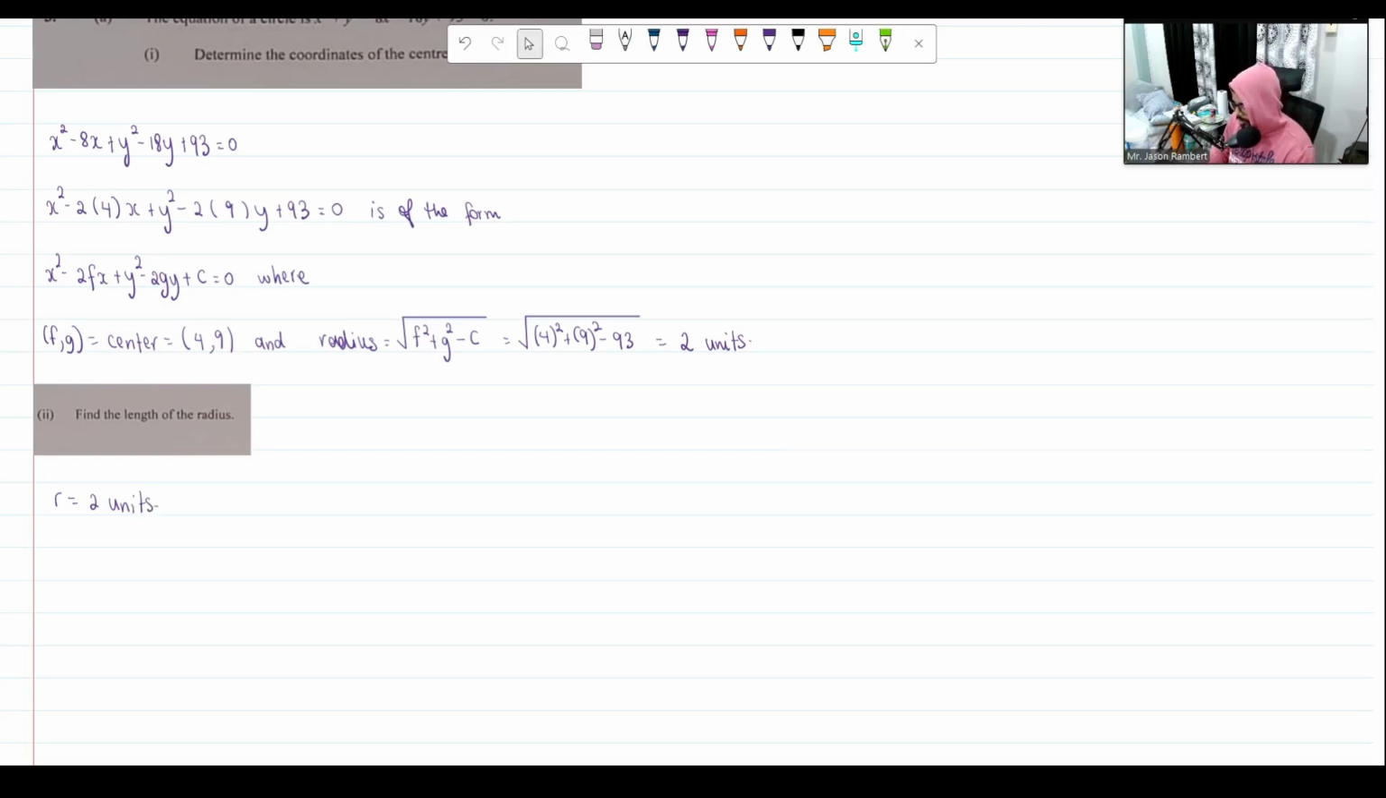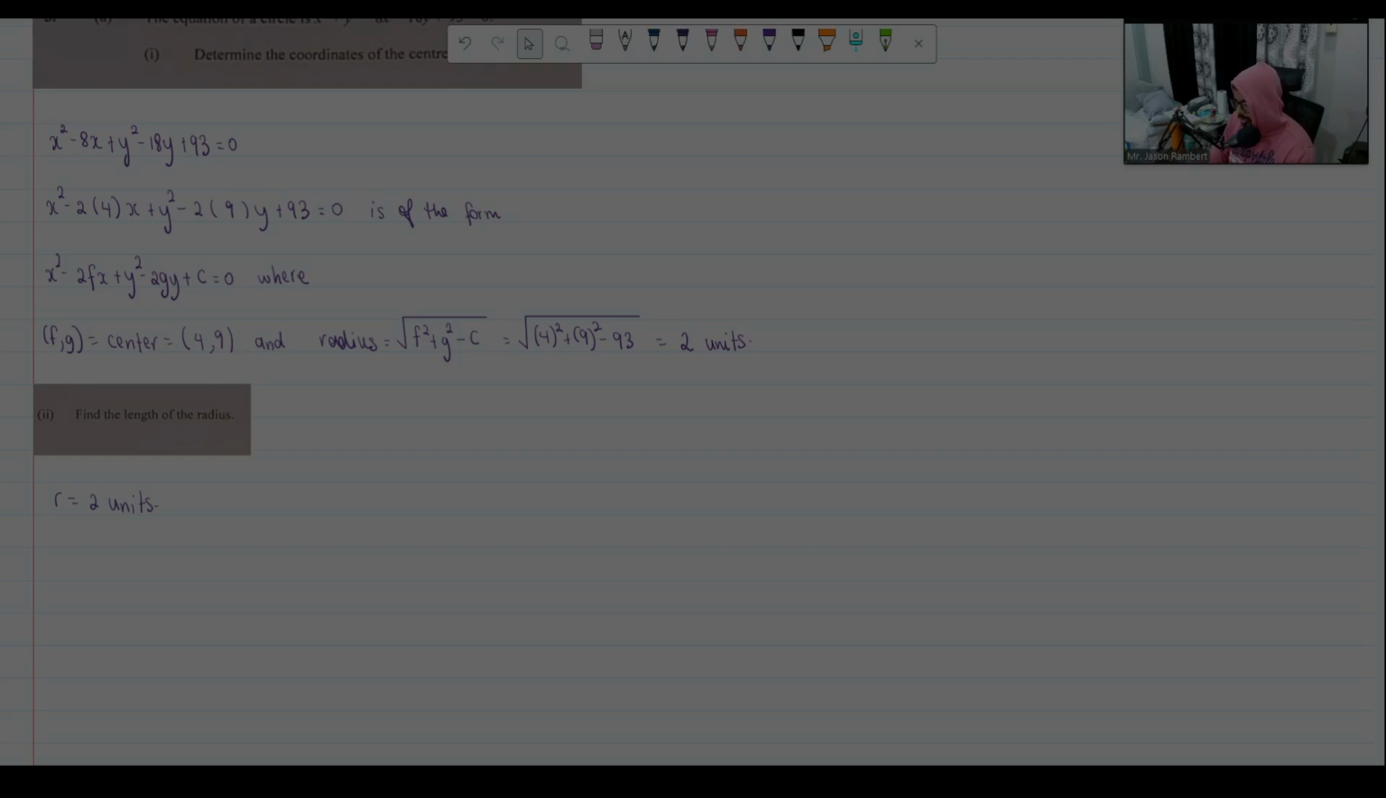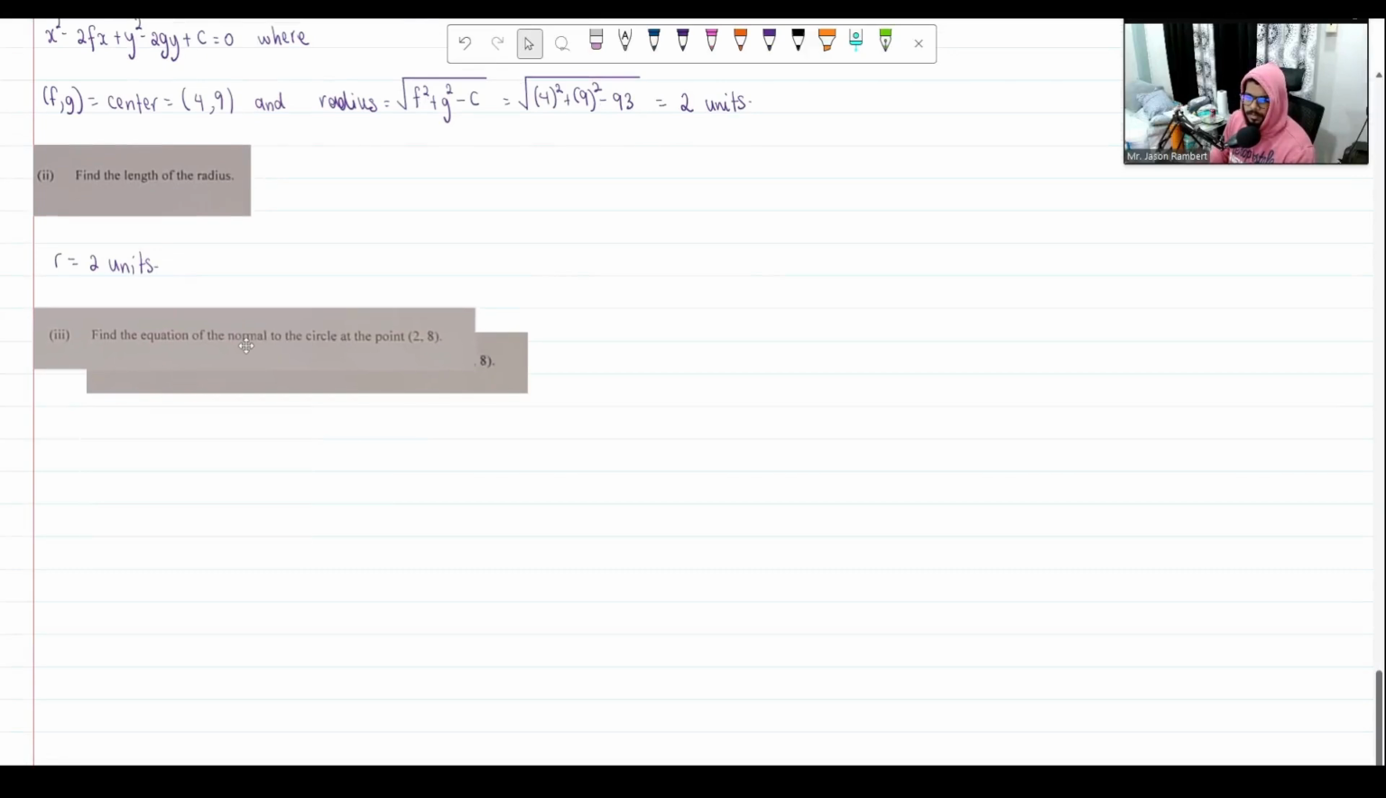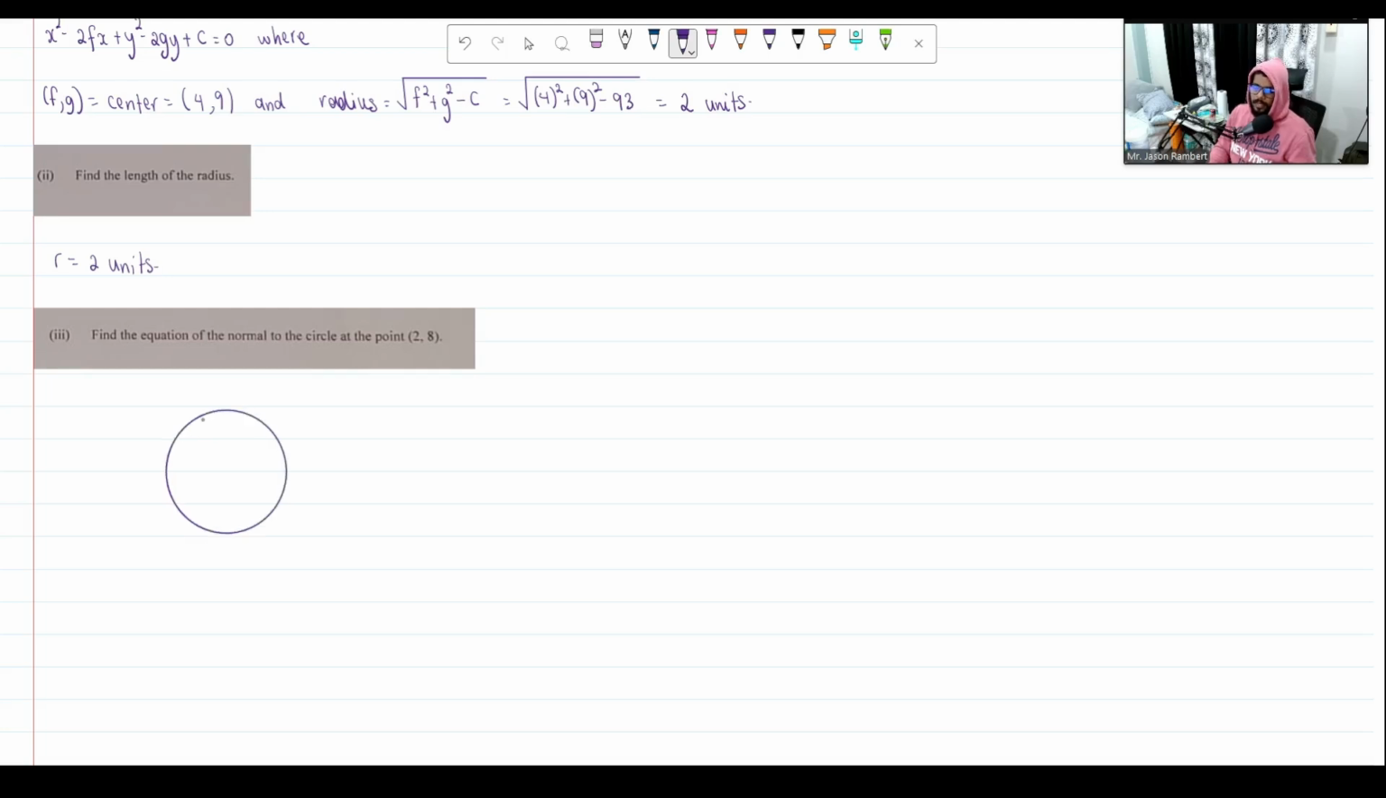Find the equation of the normal to the circle at the point 2, 8. All right, so a diagram could help us here, right? So let me draw it. It doesn't have to be correct. I have a circle at the center, and I have a tangent. Cool? Find a normal to the circle at the point 2, 8.